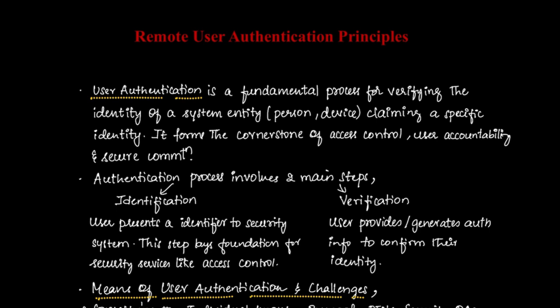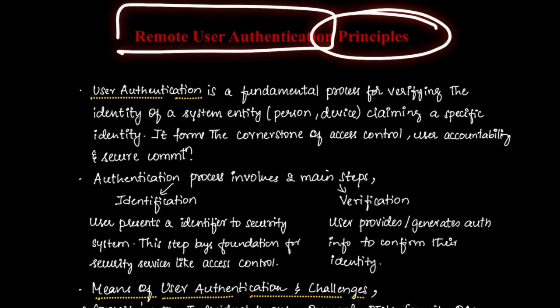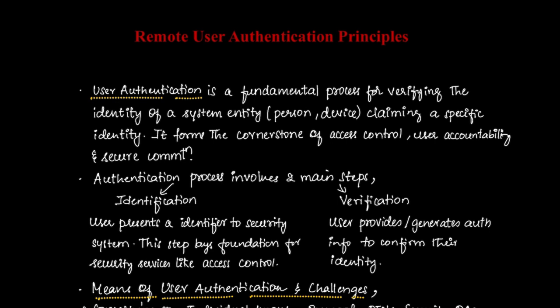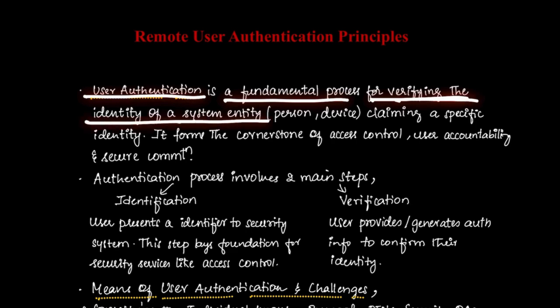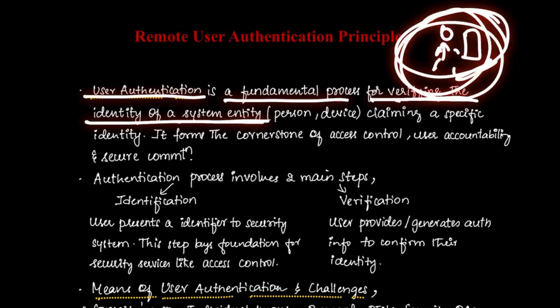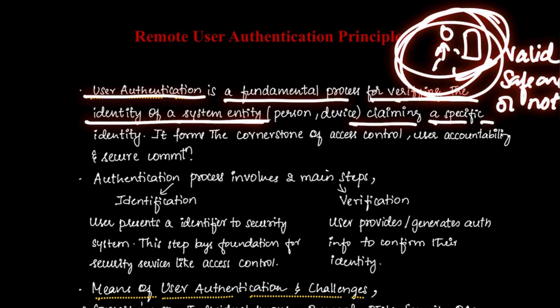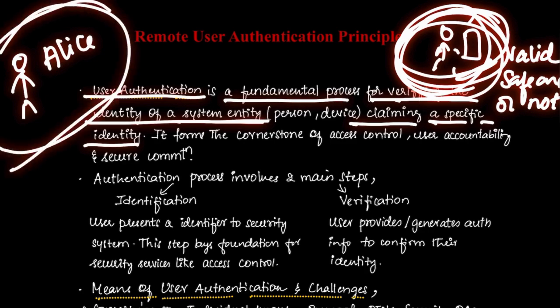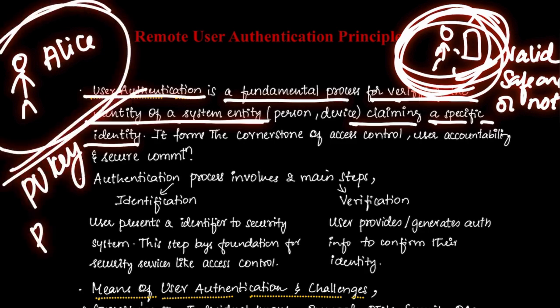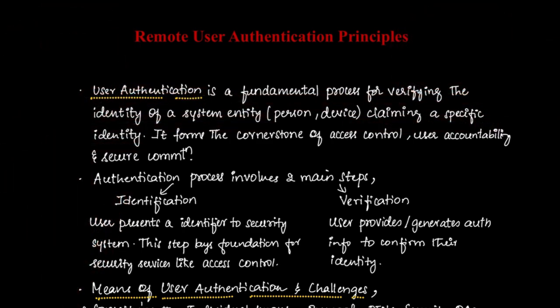Let's get started. We'll understand what are the principles behind remote user authentication. Firstly, understanding what is user authentication. User authentication is a fundamental process for verifying the identity of a system entity. It could be a person or a device. So you are authenticating if this device or system is a valid or safe one or not. It is claiming to be a specific identity. That is, if this entity is claiming to be Alice, we are checking if this entity is Alice or not, by either looking at the public key or private key or making use of the session key. So this is about user authentication.